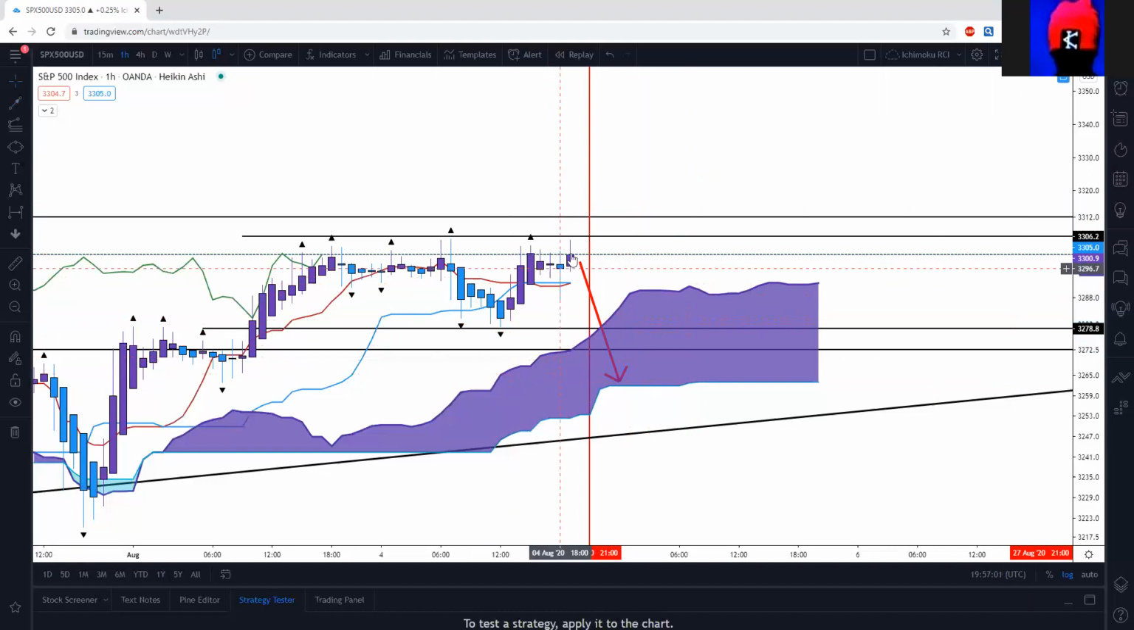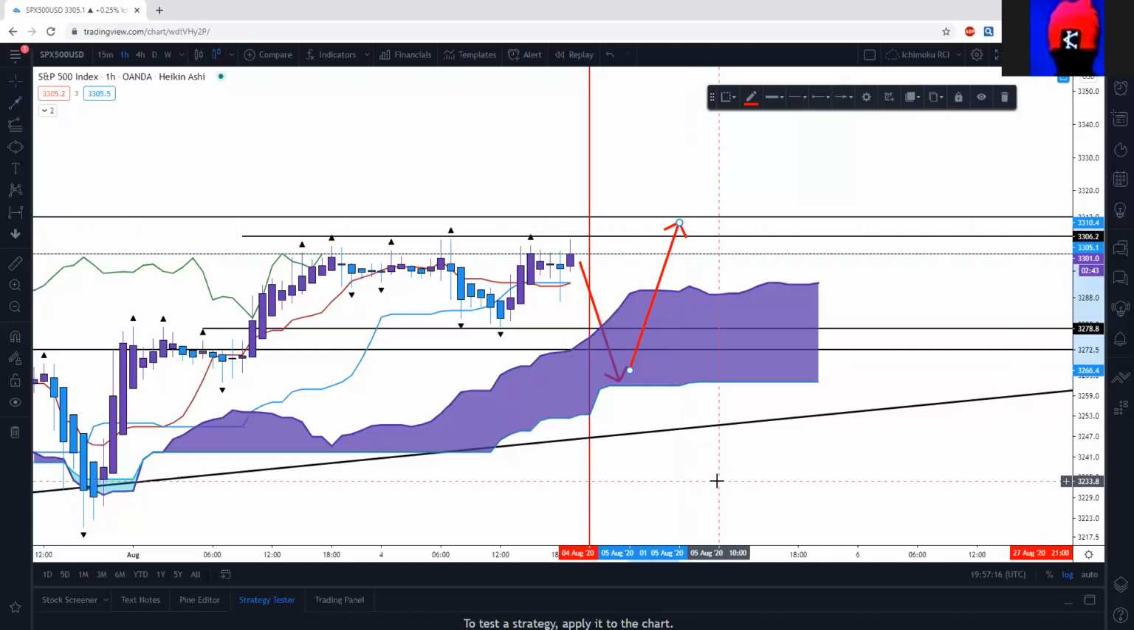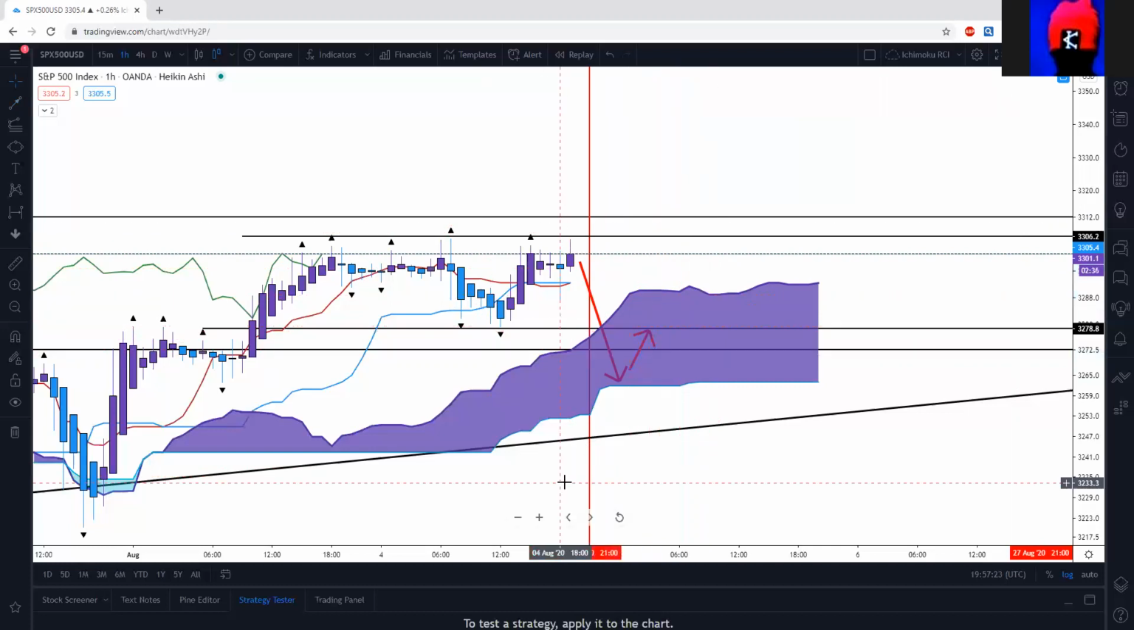Right here, let's say it does this, all right? It broke this fractal level. But you see that this level right here is still cloud support. It could easily come up into this range here, easily. But that's when you have to watch this move to see how it tests this fractal here. And then you have to pay attention, is the cloud getting weaker? Because if it comes back to test this fractal, I will look for the trade here, to the downside. So what would you look for here?